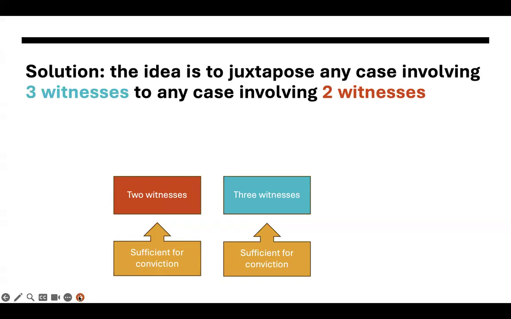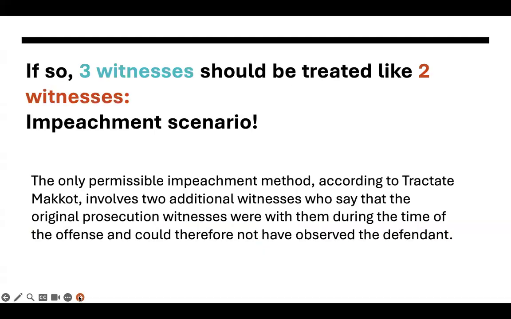But the hekesh expands even beyond that. Because take a look. If three witnesses should be treated like two witnesses, this invites the question, what do we do in an impeachment scenario? Here's the thing. The only permissible impeachment method, according to Tractate Makot, involves a situation where two additional witnesses show up and say that the two original witnesses that are testifying for the prosecution are lying because they were with them during the time of the offense and could therefore not have observed the defendant. Okay?